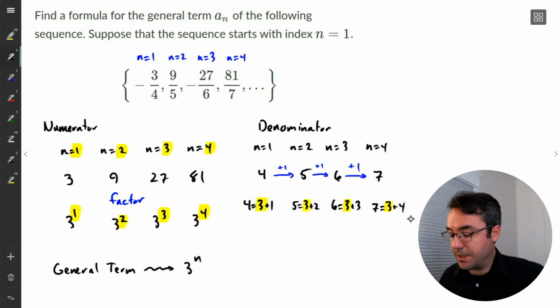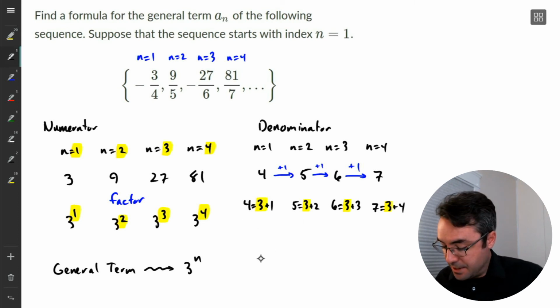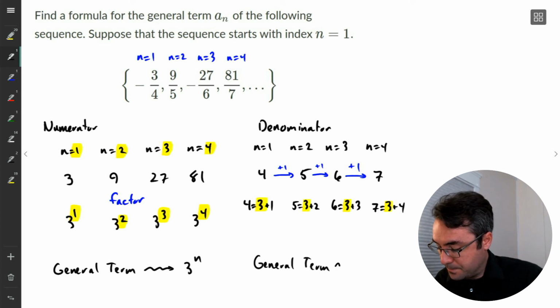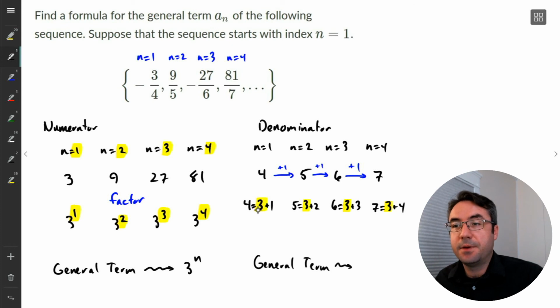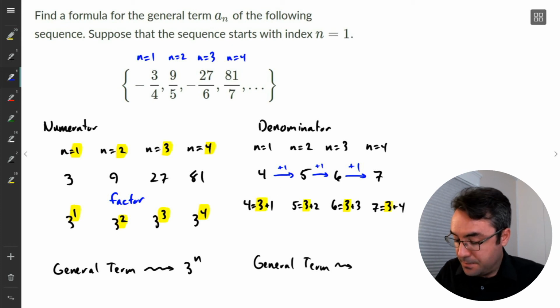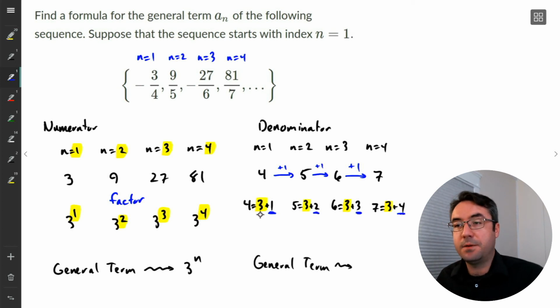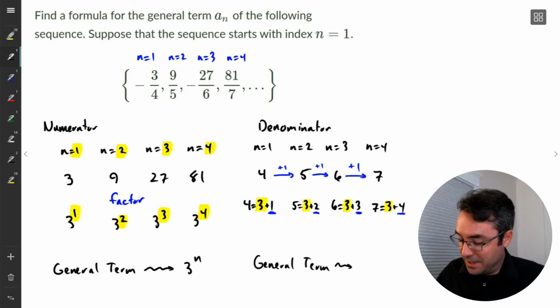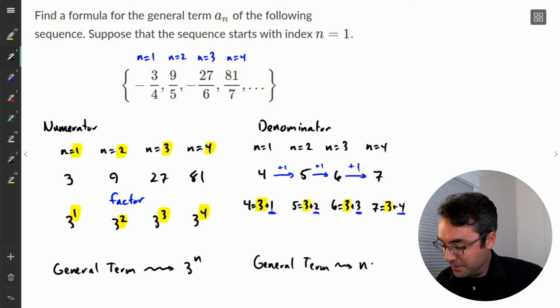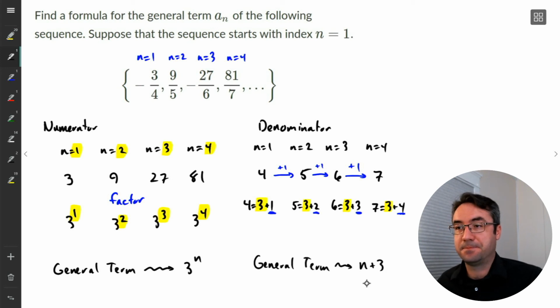So if we were to try to identify a pattern off of this, the general term, what would it be? Well, we see our n value in each of these. n value 1 plus 3. n value 2 plus 3. n value 3 plus 3. n value 4 plus 3. So our general term is going to be our n value plus 3.